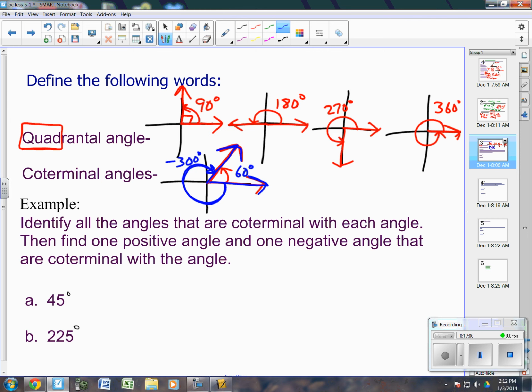Is there another way I can get a coterminal angle? And go in the positive direction. 420. That's right. Okay, if I started right here on the initial side, and I went around and ended right here, 420 degrees. So I went clear around. So how do you find a coterminal angle?